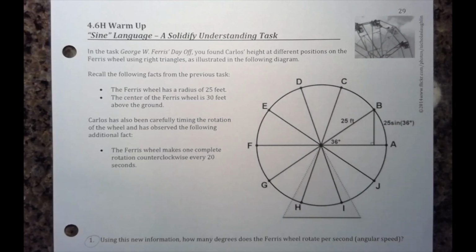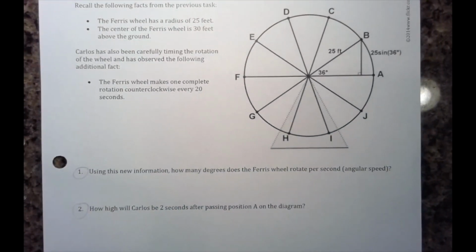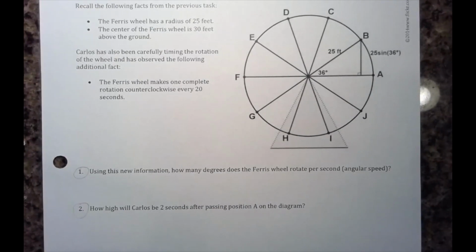This Ferris wheel has radius 25 feet, center 30 feet off the ground. Carlos has been carefully timing the rotation of the wheel and has observed the following additional facts. The Ferris wheel makes one complete rotation counterclockwise every 20 seconds. So question 1 asks, using this new information, how many degrees does the Ferris wheel rotate per second?